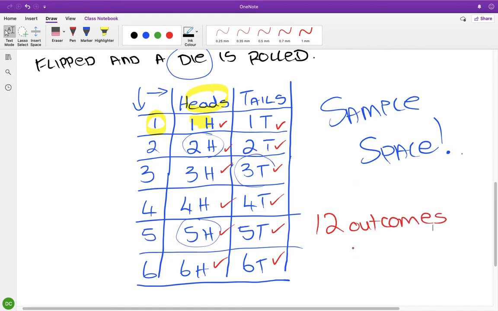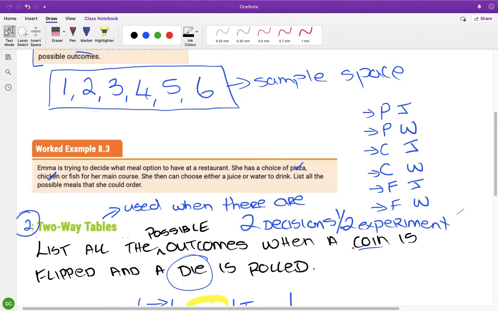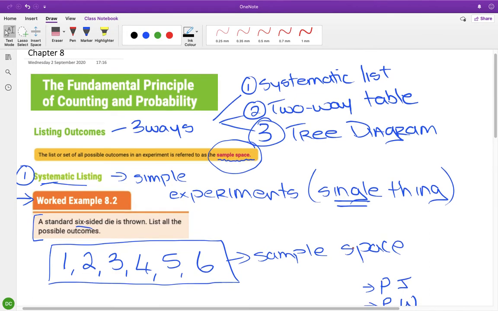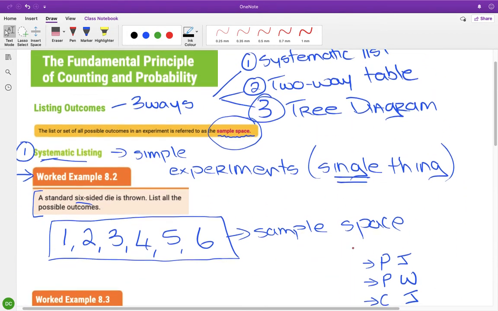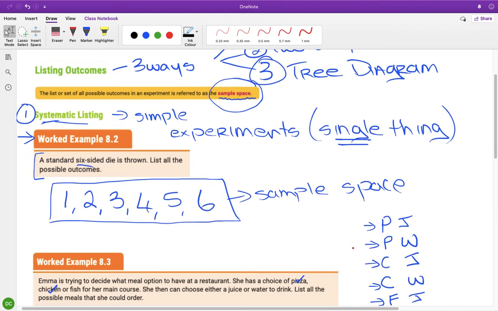Yeah? So that is the first two, which is systematic listing and two-way tables. Okay, systematic listing for your more straightforward, simple, where it's normally only one thing that you have to do and you just make a list. The important thing is that you do that list in a logical way. So in my case, it went 1, 2, 3, 4, 5, 6, which is quite logical.